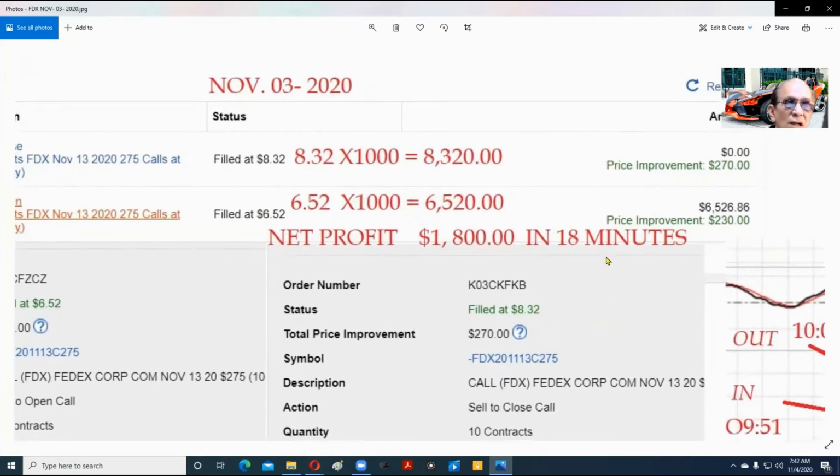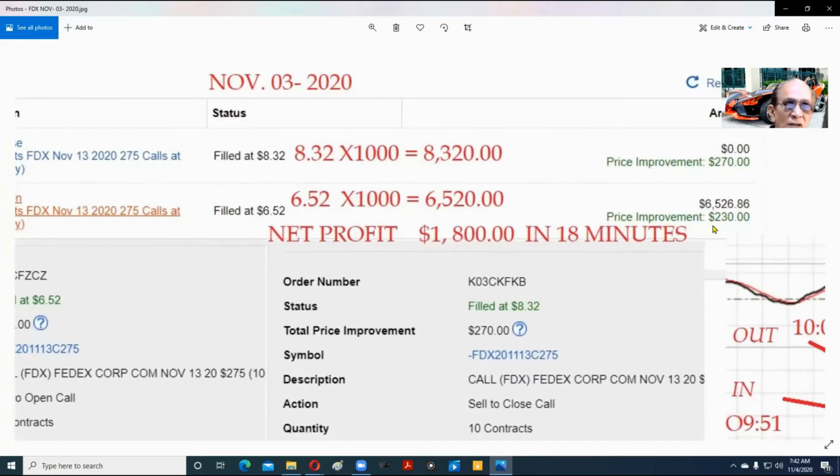We were fortunate again in that we had a price improvement of $230 when we bought it, so we paid less than the actual market. And when we sold it, we were lucky enough to get a price improvement of $270, so we got more than the market price at that time.